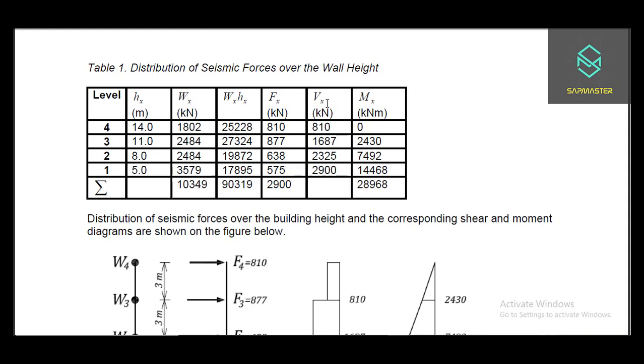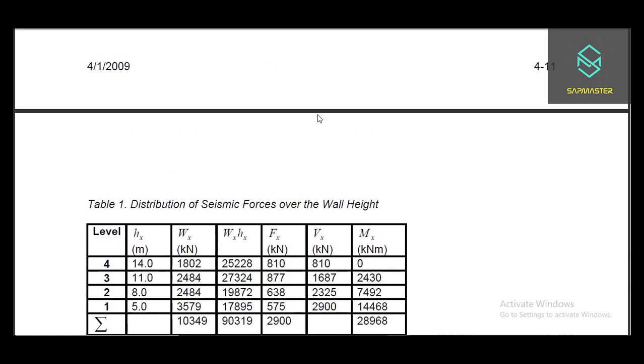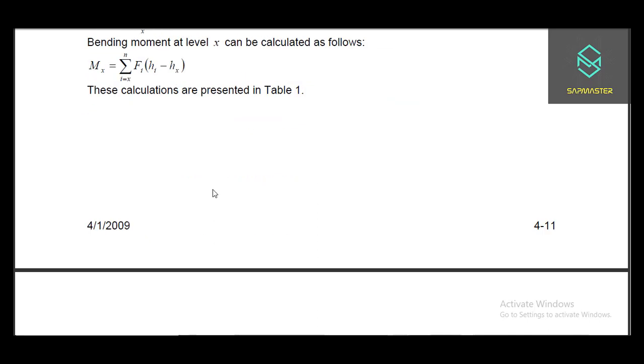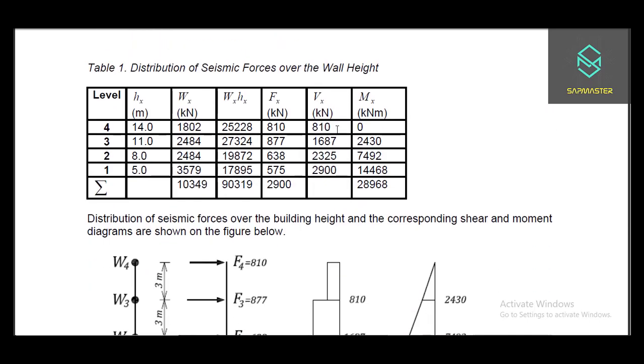So now, to calculate the Vx, which is interstory shear force at level X, as I told you before, all you need to do is to add these two together, and you will reach this amount. To find this amount, you have to add these 3 together, and for this one, add these 4 together and you will reach this amount.